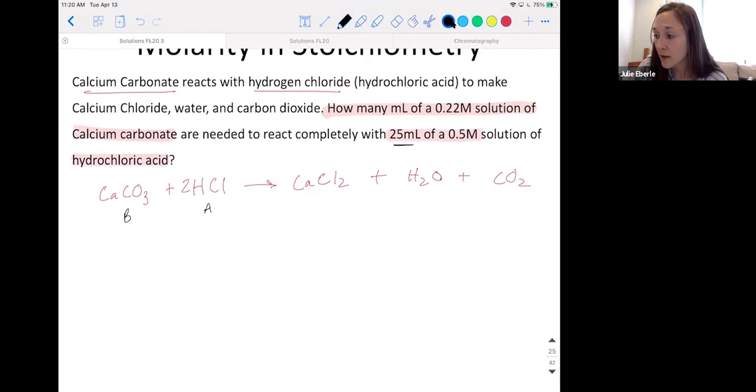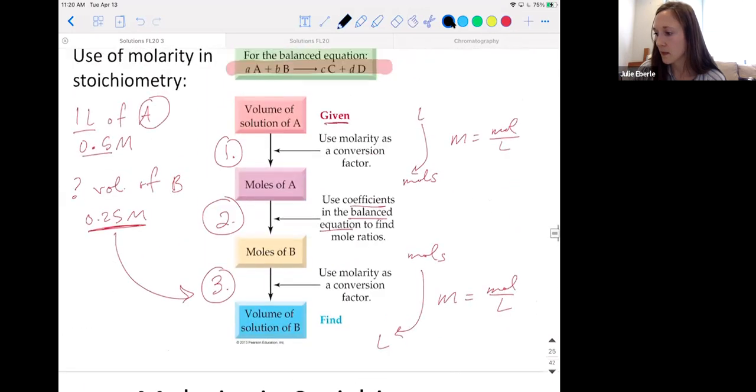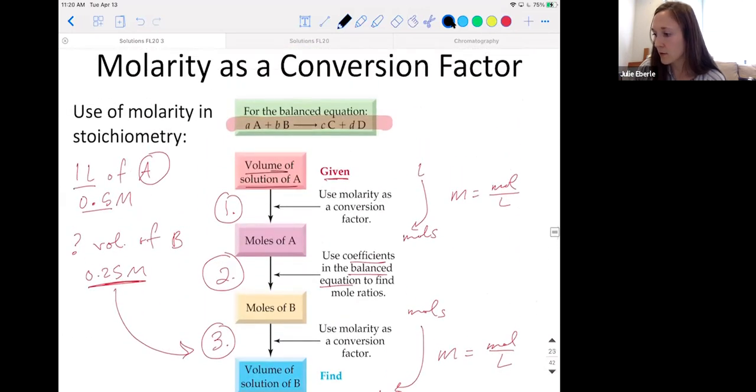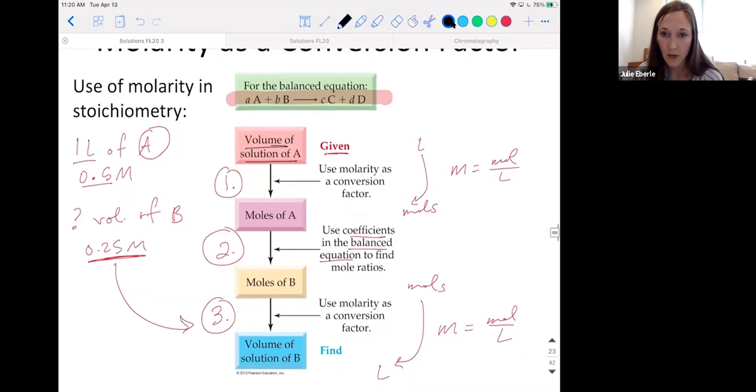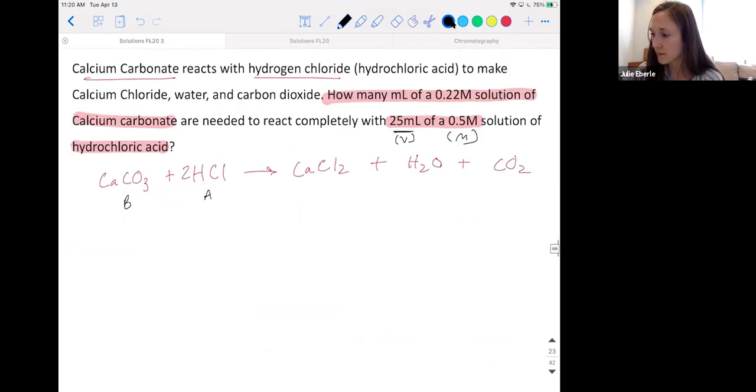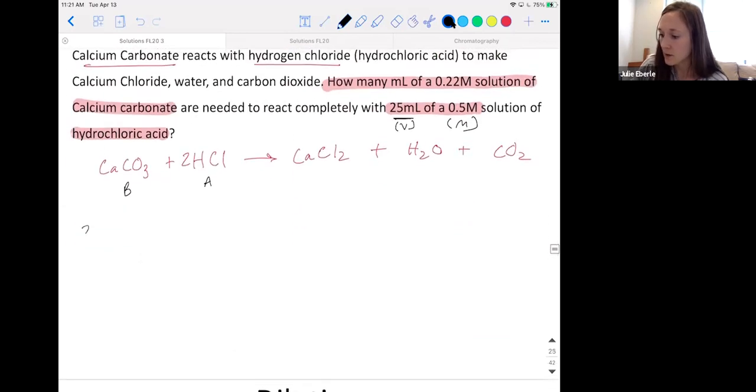That's because we're given both a volume and a molarity for HCl. So we're going to start with the volume. Remember the diagram. Let me scroll up. I'll come right back. We start with the volume of solution A. And then the first thing we do is use the molarity. So we're going to use those first 2 numbers right off the bat for HCl. All right. So 25 milliliters, but hold on.